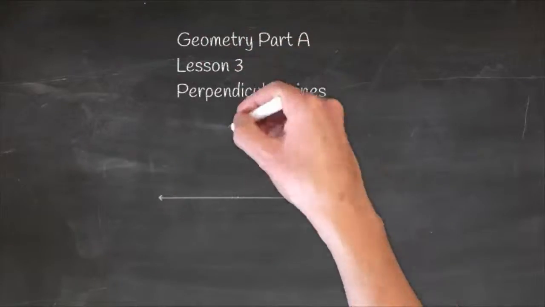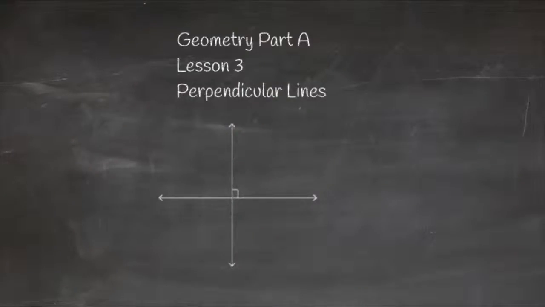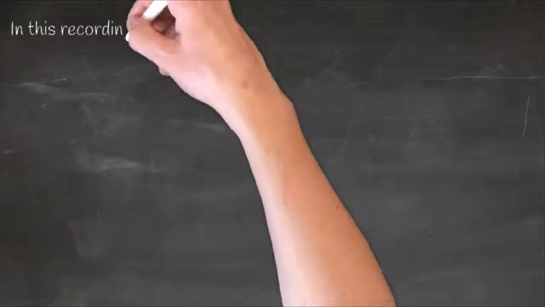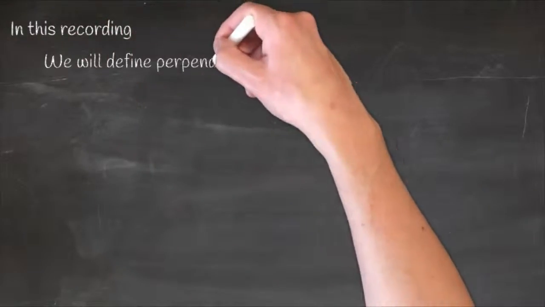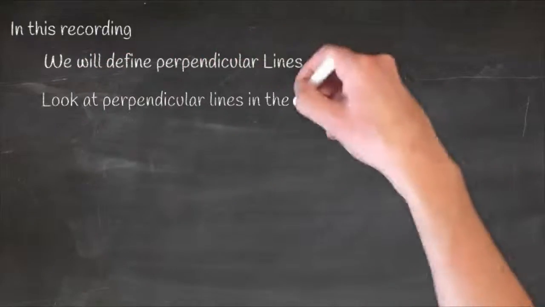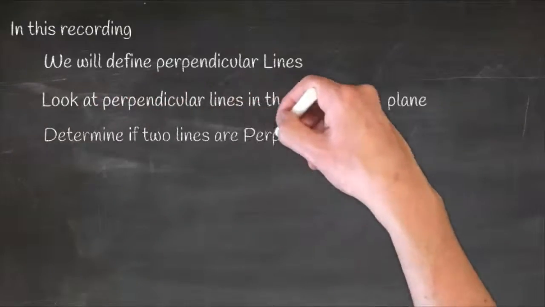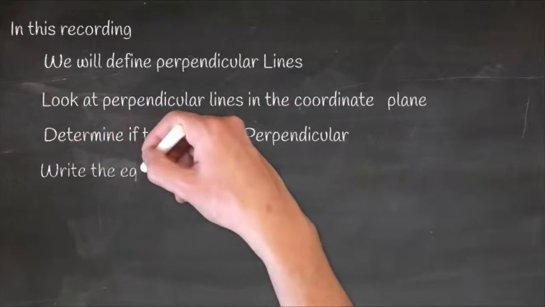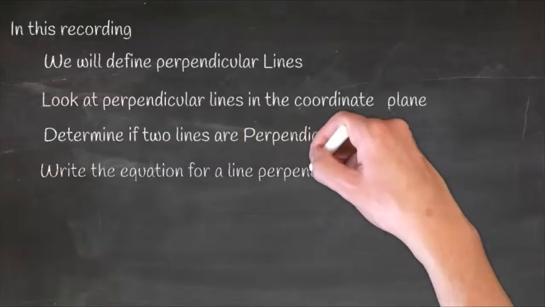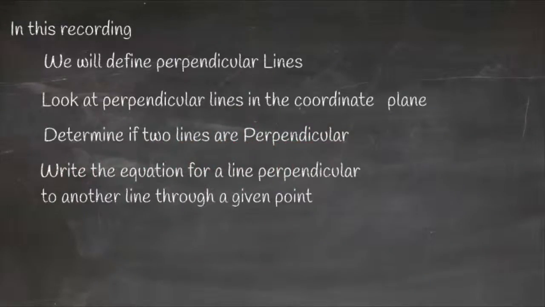This is Mr. Rowe. We're looking at Geometry Part A. This is Lesson 3. In this lesson, we're going to talk about perpendicular lines. In this recording, we're going to define what a perpendicular line is. We're going to take a look at perpendicular lines in the coordinate plane. We'll determine if two lines are perpendicular. Then we're going to write the equation for a line perpendicular to another line through a given point.